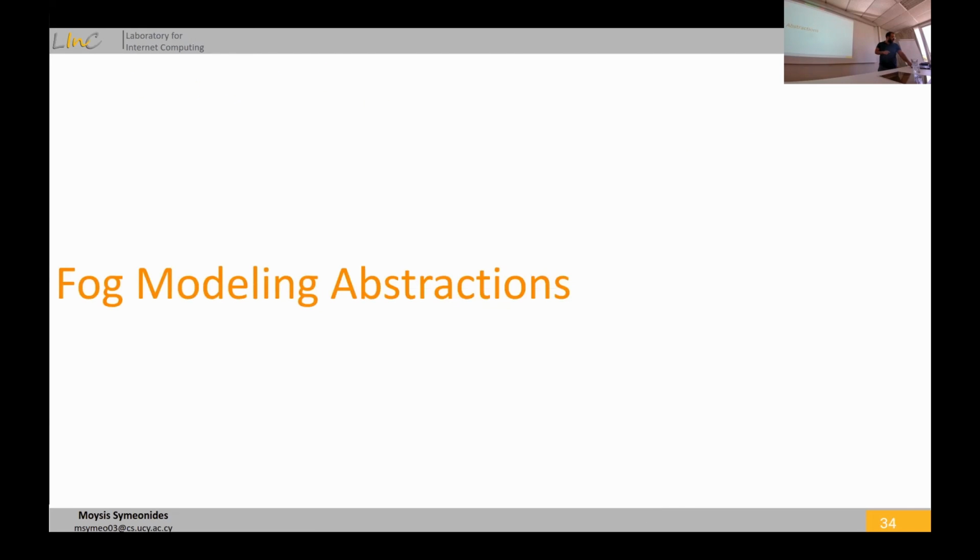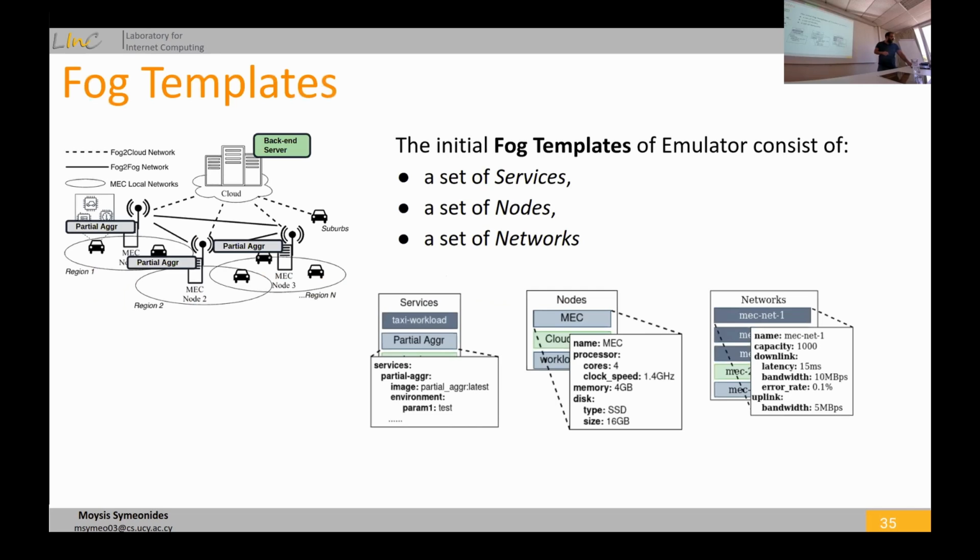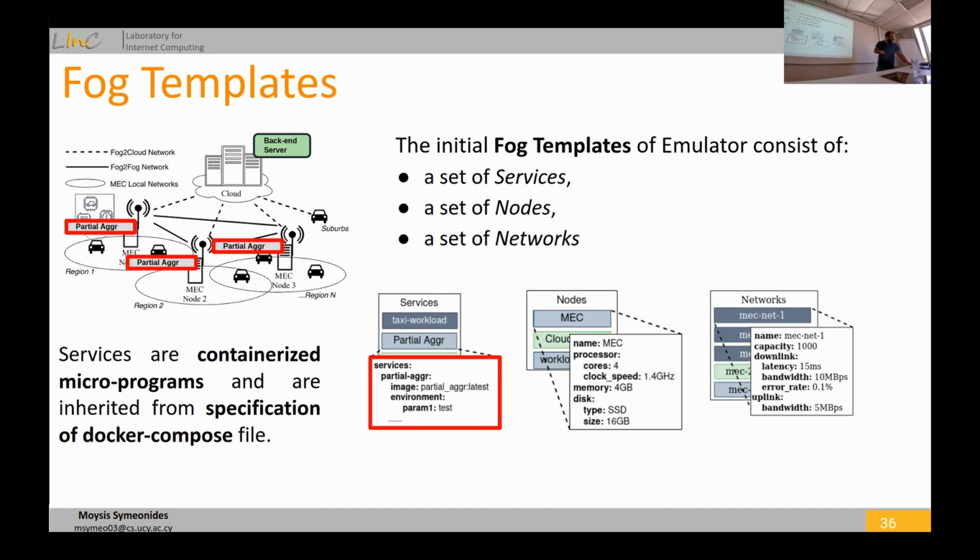About fog modeling abstractions. For our model, initially users need to describe the fog templates. Templates include services, nodes, and networks. Services, as I said before, are inherited from Docker Compose, so they need no alteration in their code bases or their configurations.